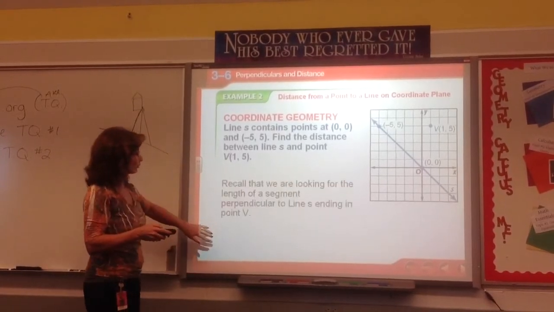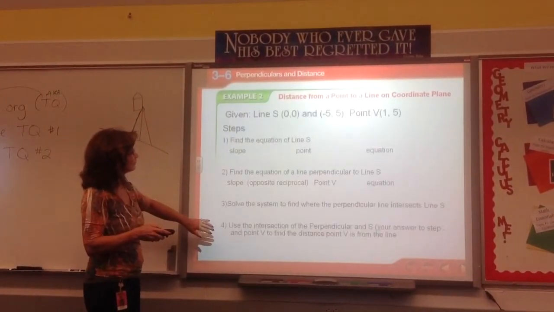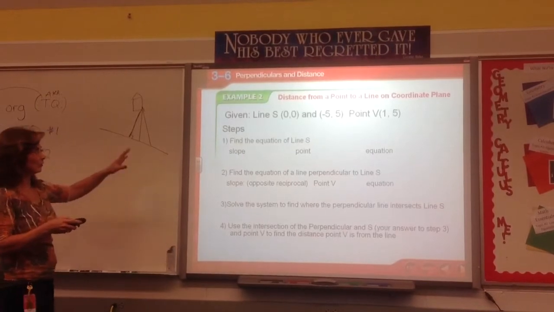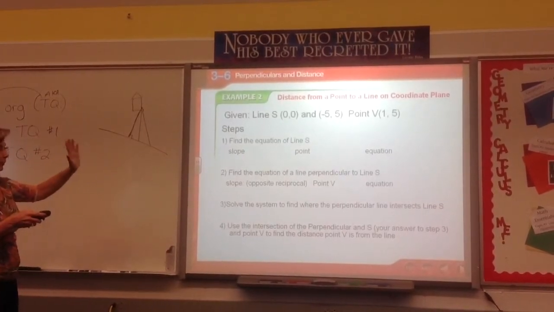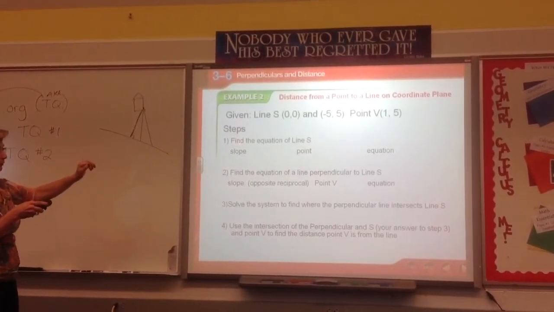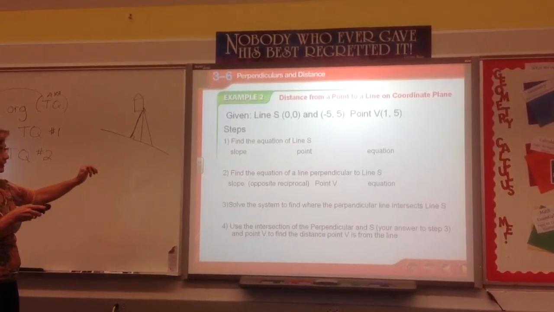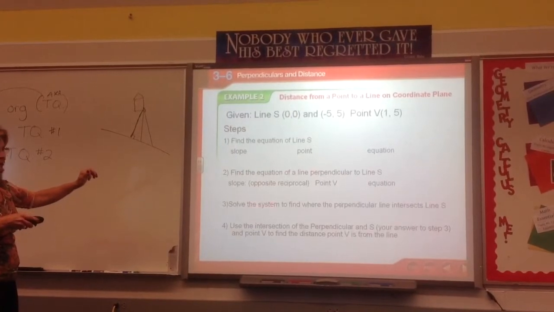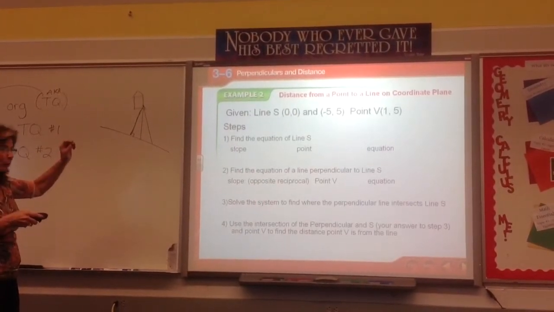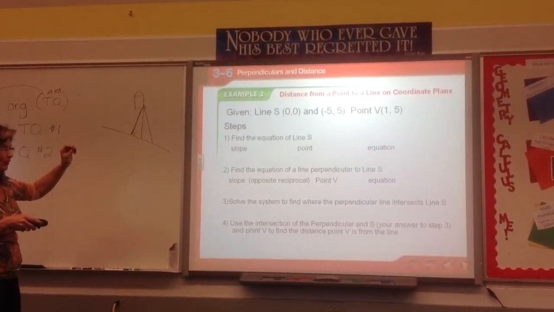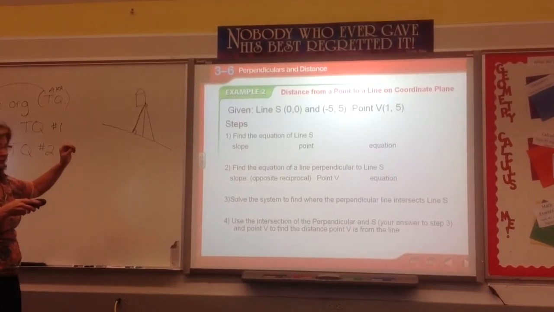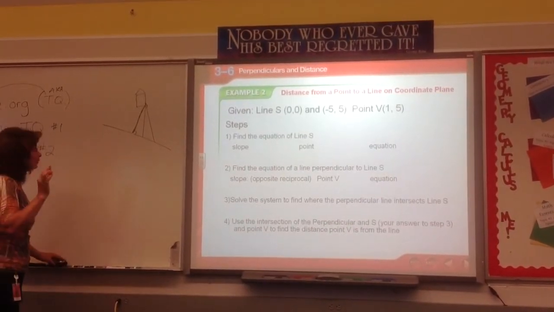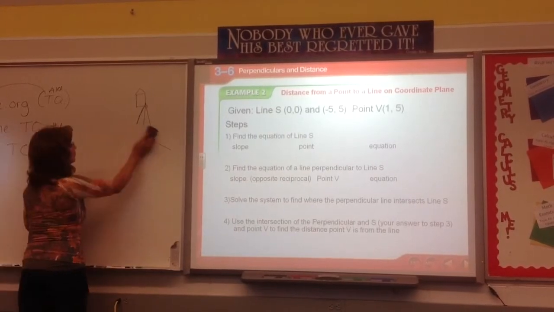So here are the steps we're going to use. Write these down in your notebook, and then we're going to go through them. So just pause the video and write these down. We're going to find the equation of the line S, then find the equation of a line perpendicular to S, solve the system to find that point, and then use that point and point V to see how long that line is. So pause and write those down.